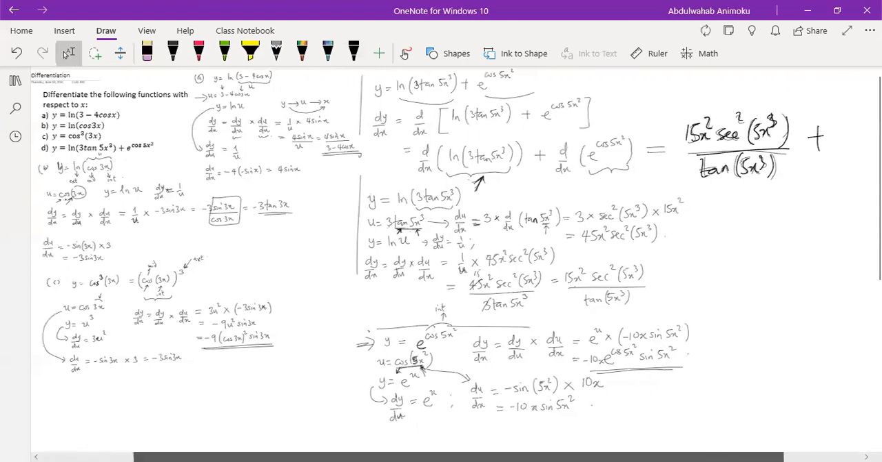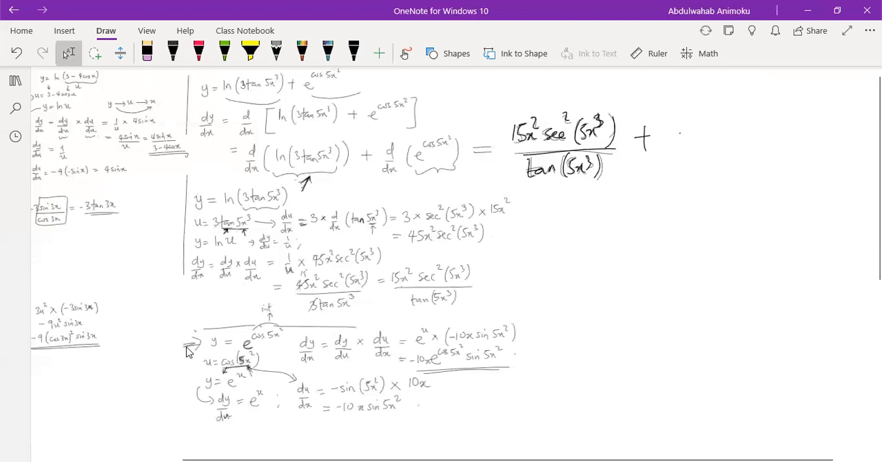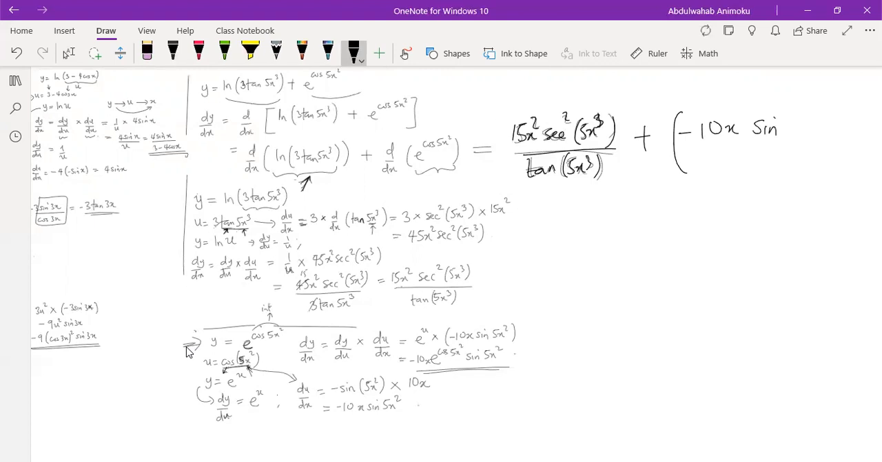which is the one we just finished: minus 10x sine 5x squared, then e raised to power cosine 5x squared. So we can write it one final time.